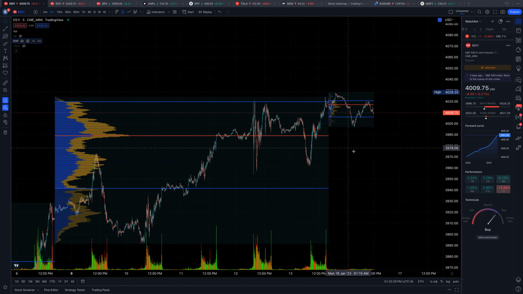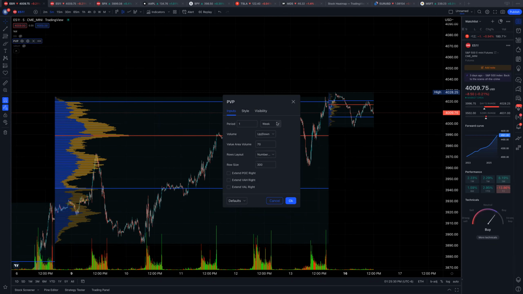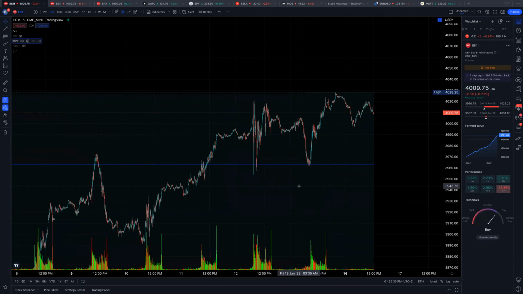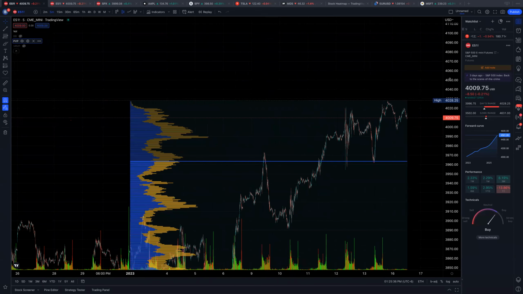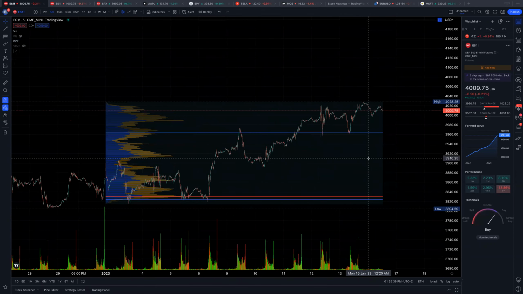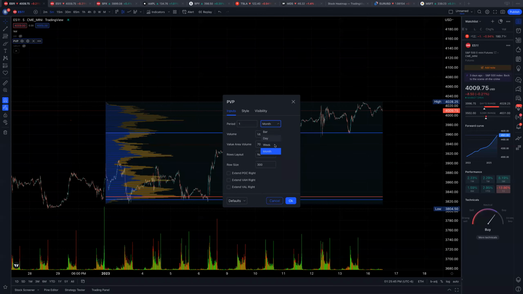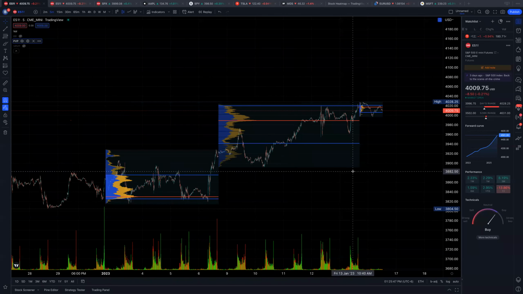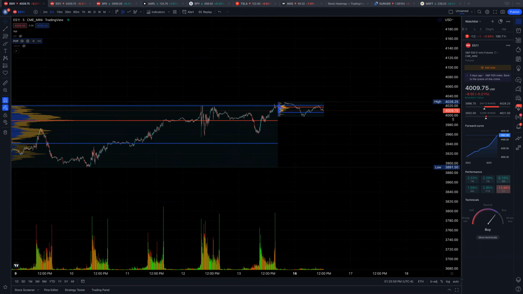So first of all, let's start with the parts of the volume profile. What makes a volume profile? Let's switch to the weekly volume profile. Okay, I guess this will work for now.